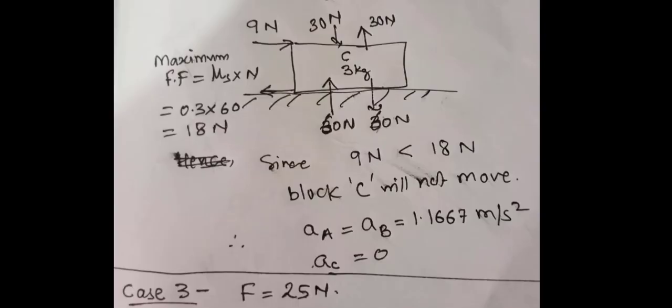So the final answer is, with 12.5 Newton applied on the middle block, acceleration of block A as well as acceleration of block B will be 1.1667, whereas acceleration of block C will be 0, it will not move. Now let us look at case 3 in the next video. You can try this out yourself. Consider F to be 25 Newtons, and how the scenario will change with that we will see in my next video.